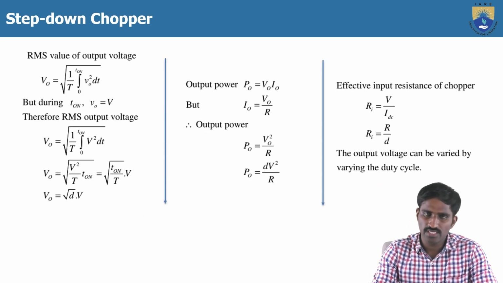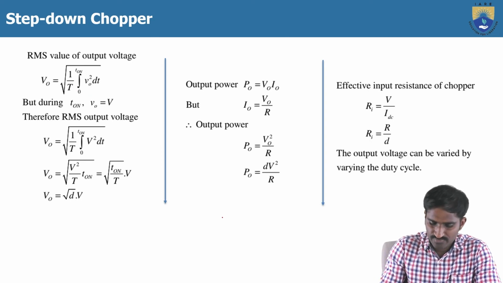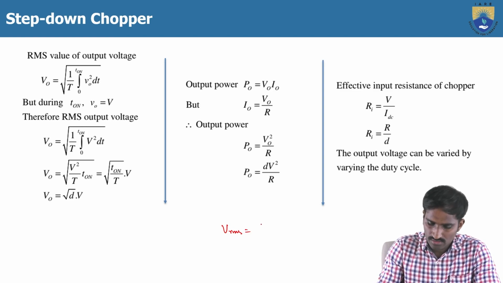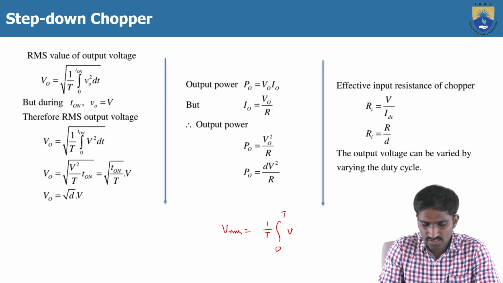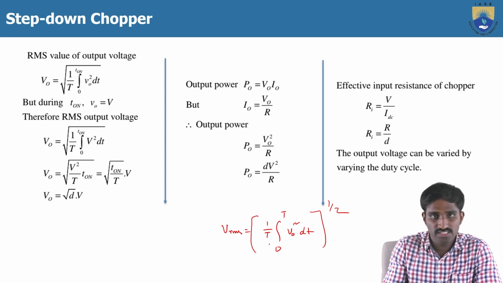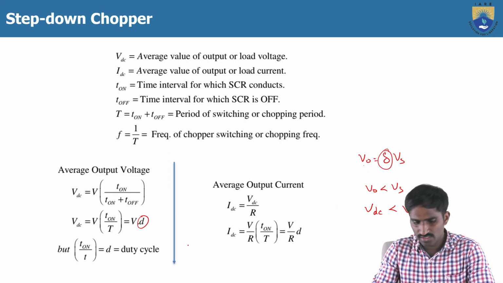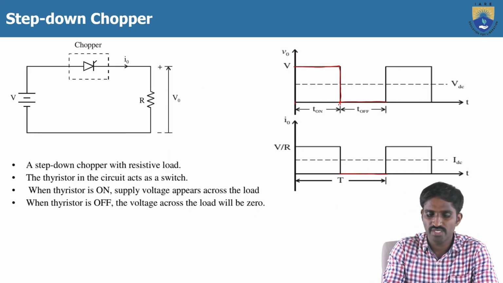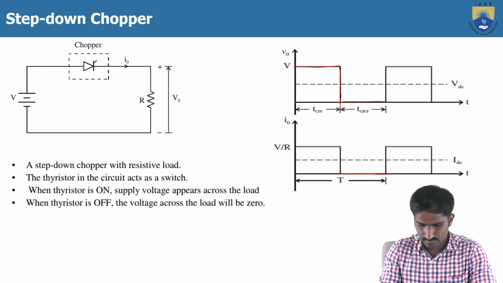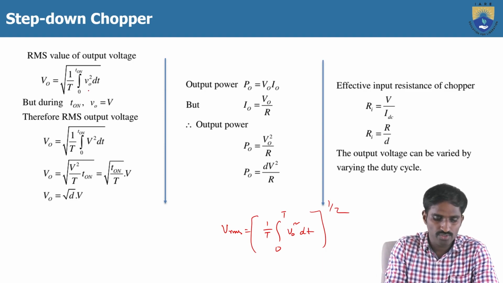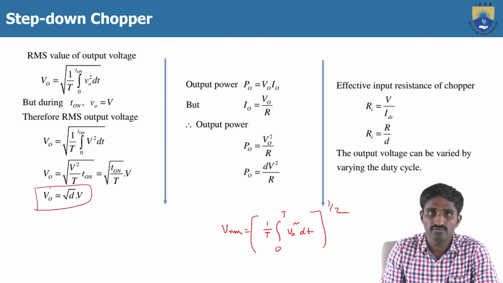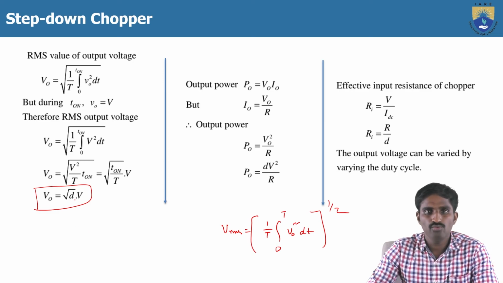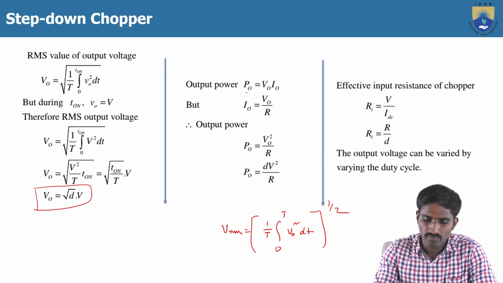Similarly, we can find the RMS value. The RMS value is again, as we know, the general equation VRMS equals 1 by T into integral 0 to T, the output voltage equation V naught square into dt, whole to the power of 1 by 2. Here the total time period is T again, and the limits are 0 to T on, because from 0 to T on you are getting the conduction period. So the limits are from 0 to T on into V naught square. If you simplify this, you will get the RMS value of the output voltage, which is equal to root delta into V.